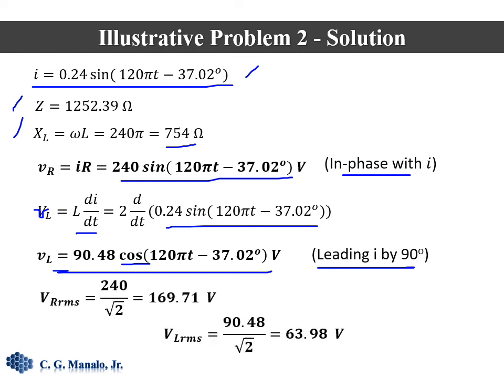For the RMS voltages, we simply divide the amplitude of V sub R by square root of 2, that should give us this result, and V sub L, that should give us this answer.